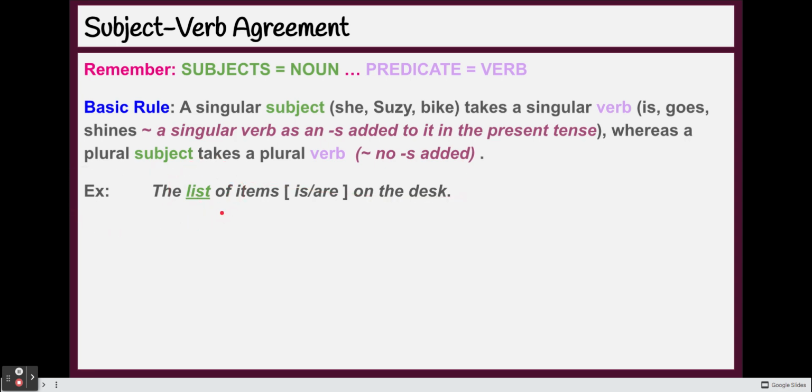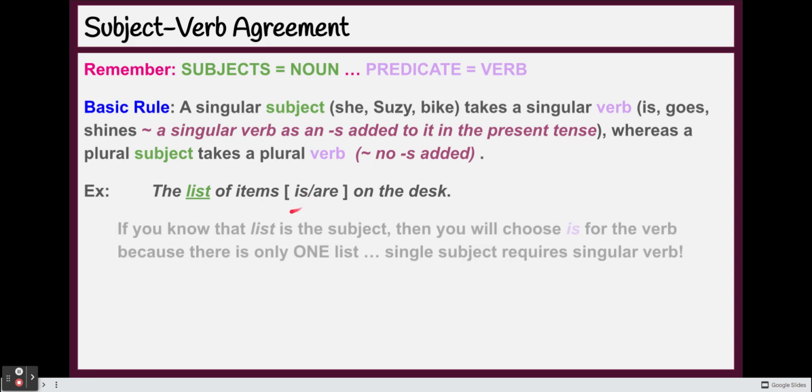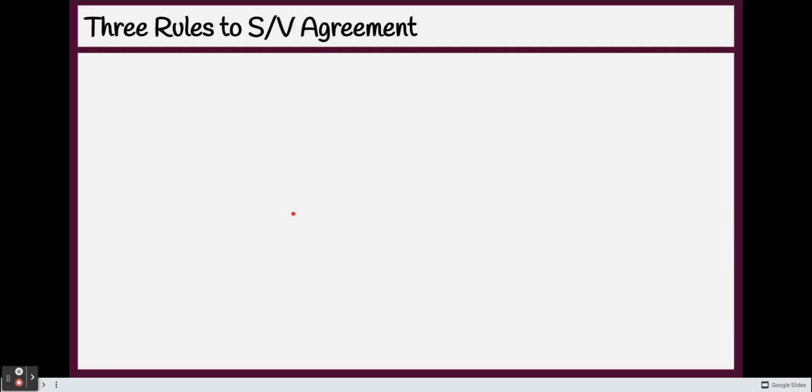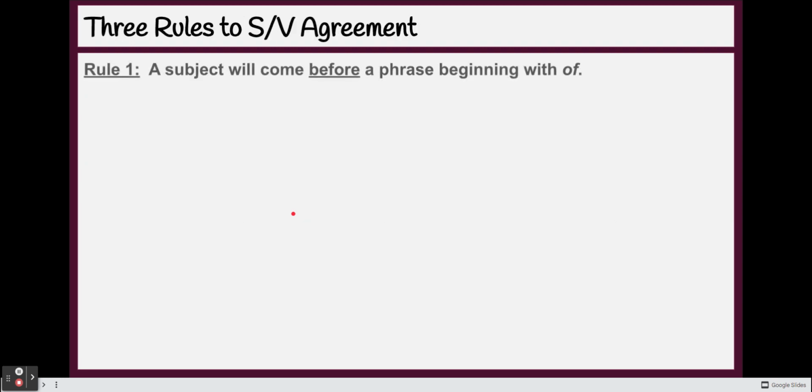So is there one list or more than one list? There's definitely one list. It says the list, not lists. So because we have a singular subject, we need to pick the singular verb. And out of these two, is our singular verb. That's the basic rule. Now there are 3 additional rules that we need to know to kind of help us to determine correct subject-verb agreement. Make sure you write down all the examples that come with this.